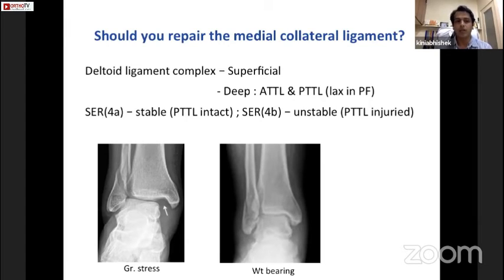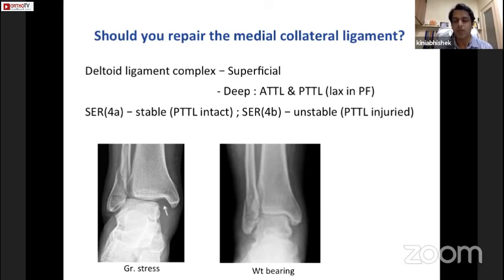So in supination external rotation, which is a new subcategory, 4A is a stable injury because the PTTL is intact, and supination external rotation 4B is an unstable injury where even on a gravity or a standing weight bearing x-ray, there is subluxation of the talus. This smaller subset of injuries needs to be fixed, and not all, because we have seen that almost 20% of patients who have been operated have further implant related complications.